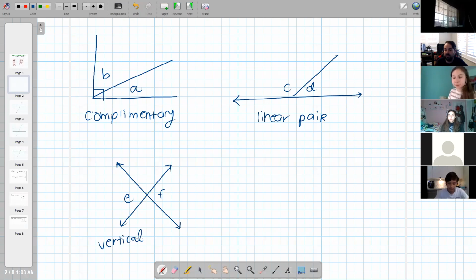We did learn one other word yesterday for a type of angle relationship. And that word that we learned for that was adjacent. Adjacent angles are just next to one another, but knowing that two angles are next to each other doesn't actually tell me a whole lot about the value of those angles. So that one is the least helpful of all of the words that we learned yesterday.